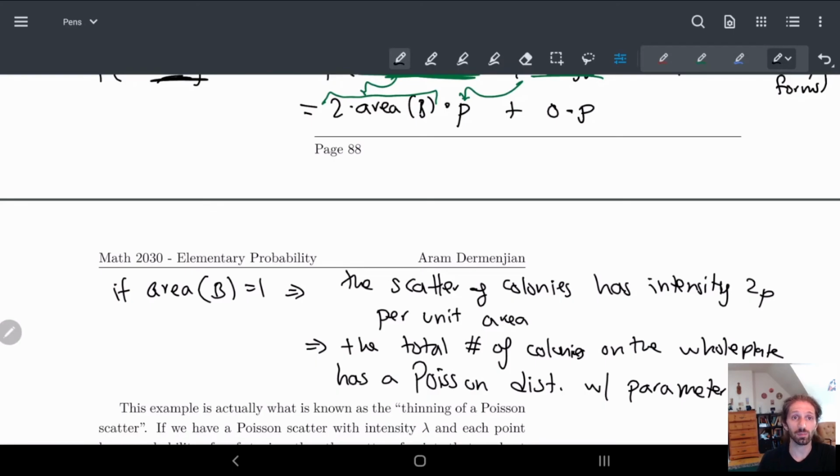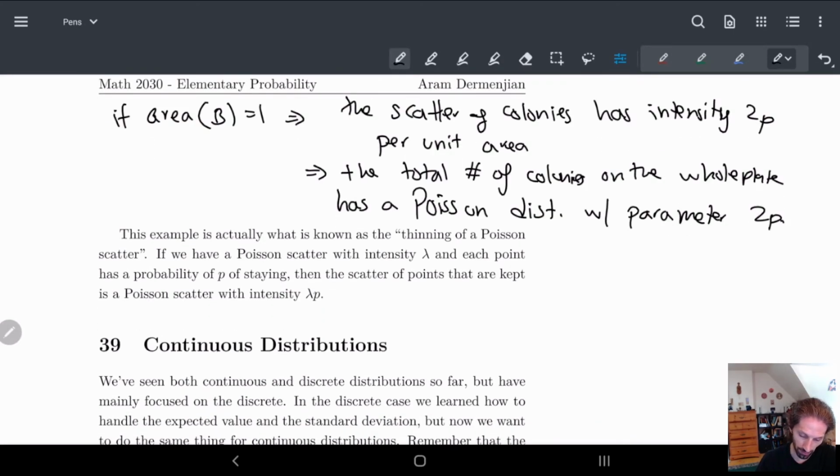So basically this example is what is known as a thinning of a Poisson scatter. The reason it's called that is because we start off with a Poisson scatter with intensity lambda, and each point has a probability p of staying alive. So you're multiplying these together to have a smaller number of points, and you end up with an intensity lambda p. And so here the intensity is basically giving us the parameter for the distribution. So it's kind of nice.